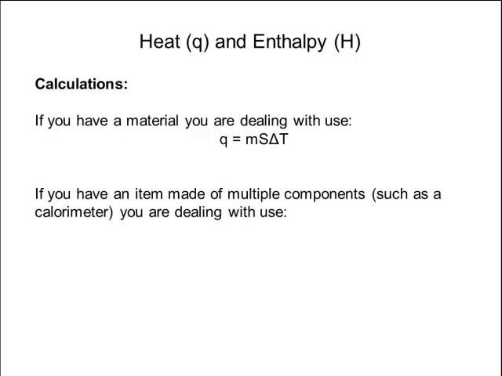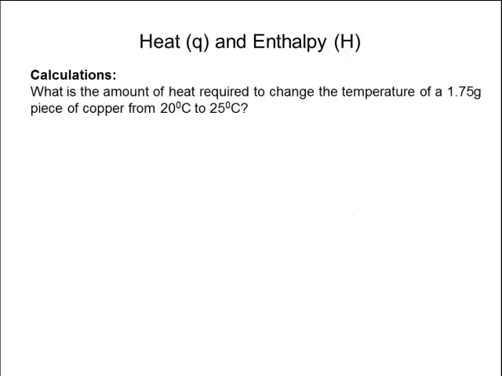If you have an item that's made of multiple components, such as our calorimeter, then you need to use Q equals capital C delta T, capital C being that heat capacity. So if we have a type of material that we're using and we know its mass, we can use the ms delta T. If we have an item that we're trying to determine how much heat was gained or lost by that item, we use capital C delta T. So let's look at some calculations using these equations.